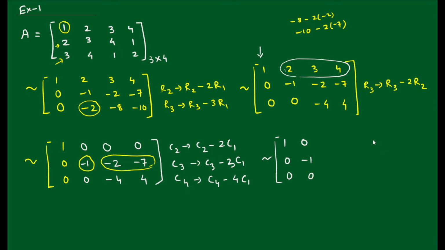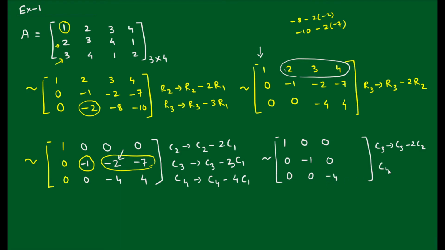Okay, so first element is what? Minus 2. So we are going to make this minus 2 into 0 with the help of what? Minus 1. So our operation will be C3 goes to C3 minus 2 into C2. Okay, C3 goes to C3 minus 2 into C2. So this will become 0, 0, minus 4.